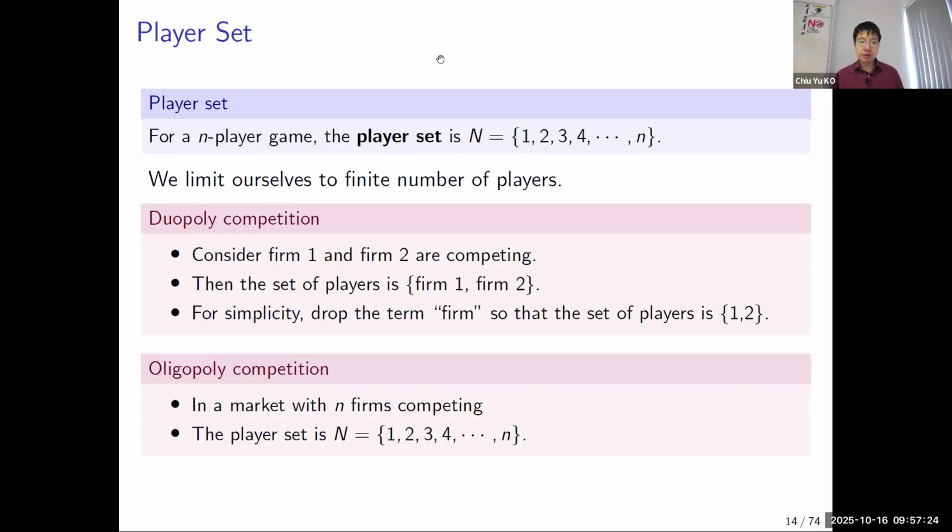And if you want to write, if your firm 1 and firm 2, your oligopoly of n firms, usually just write 1 up to n. So either use firm 1, firm 2, or just write 1, 2, just numbers. Or sometimes F1, F2, this is the way usually people write. This is firm 1 and firm 2. Okay, this is the way you write the player set.